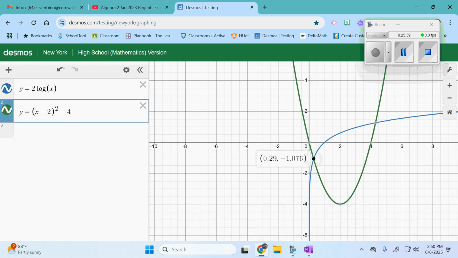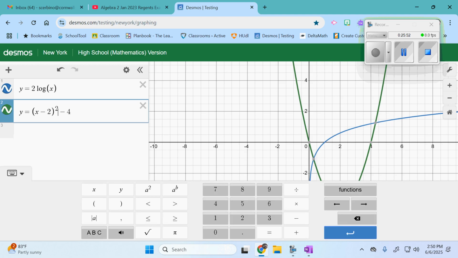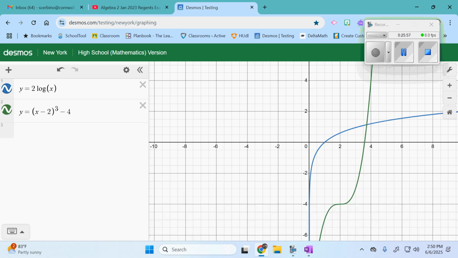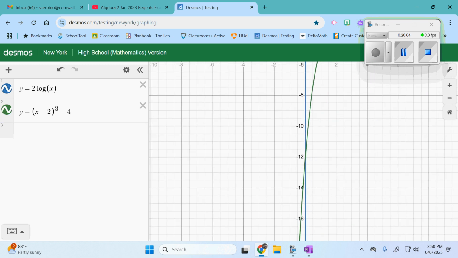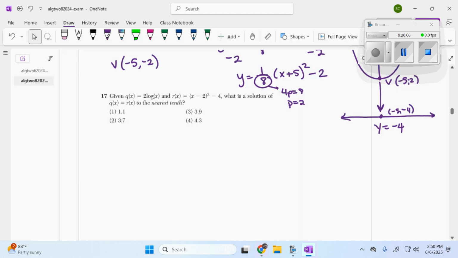Remember, when we're talking about solutions, we are talking about the x values. Did I plug something in wrong here? Oh, it's cubed, not squared. I saw none of those answers. So let's see. All right, so we have an x solution here at 3.7, which is our answer, choice 2. Looks like we have another solution down here someplace. It's at 0, which isn't a choice. So we have 3.7 as the logical answer for number 17.